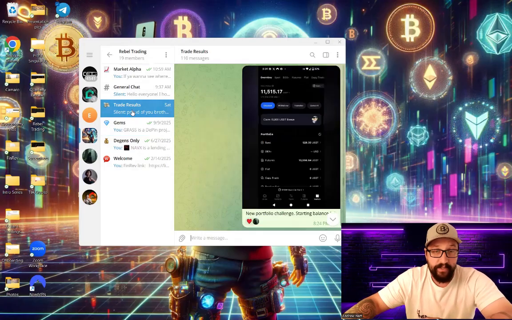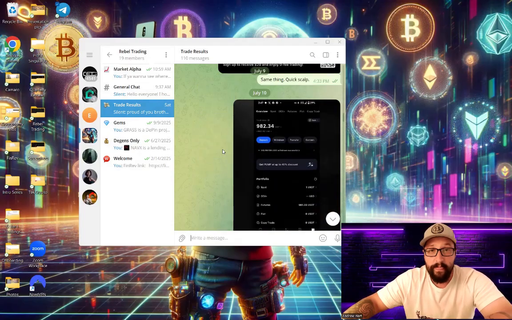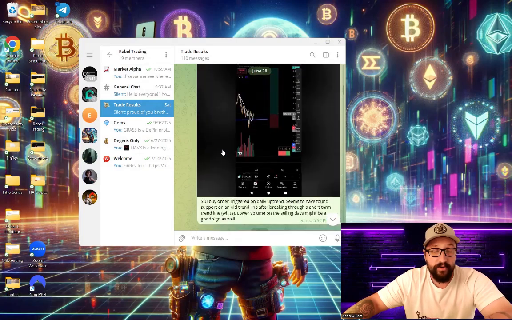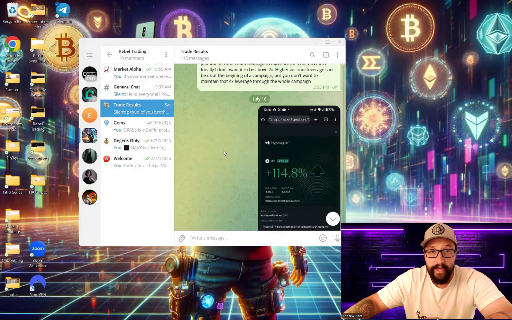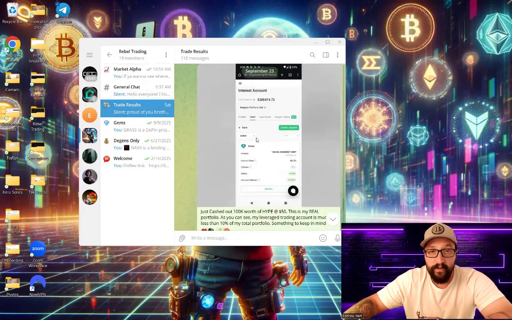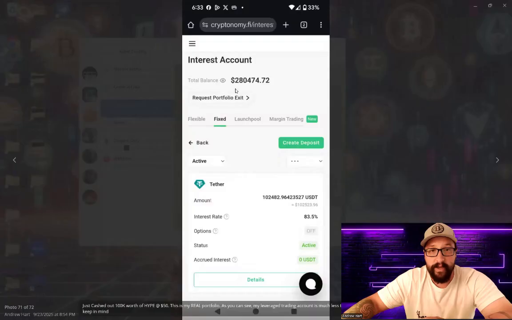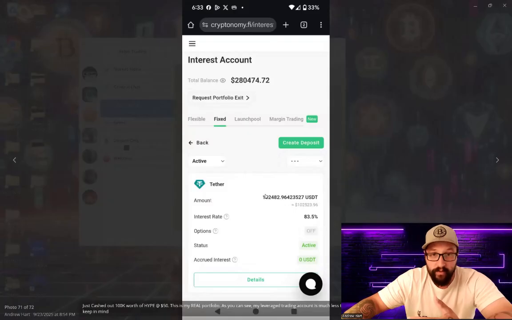I've sold half of my position, and if I go into the trading results and scroll up, I will be able to show you where I posted that. Of course, here we go. So this right here is my real account. I have about $10,000 in a perps account that I'm using to trade with, but this right here is my main portfolio. And as you can see, I cashed out $102,000 here. It's now sitting in Tether.